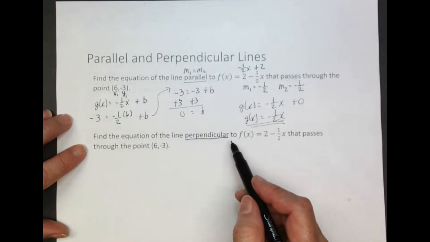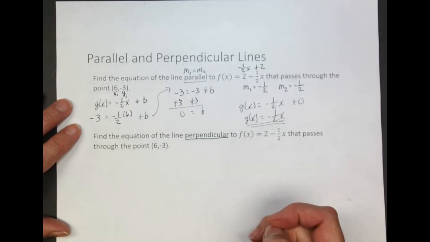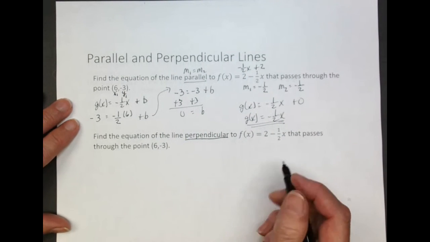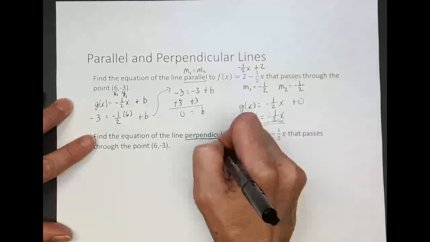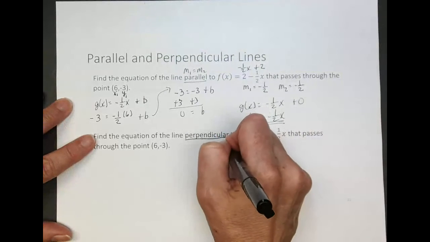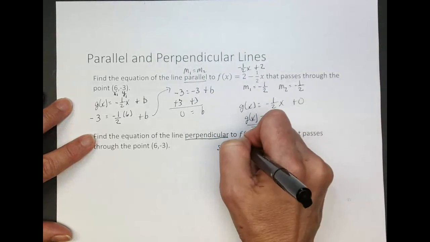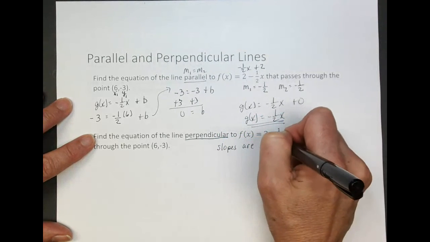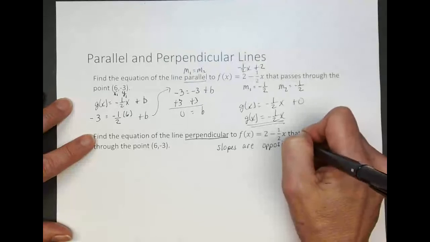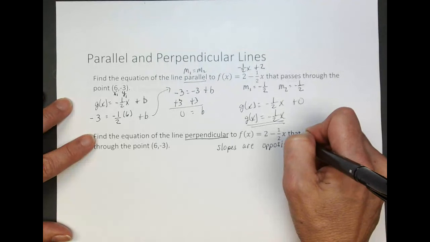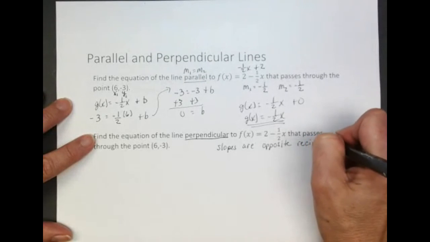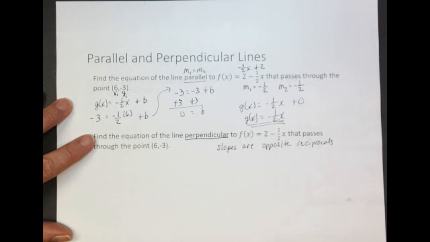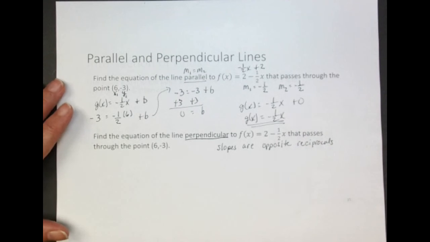Okay, now perpendicular lines have a different relationship, right? The slopes are opposite reciprocals. They have opposite signs. One will be positive, and when we multiply them together, they will equal negative 1.